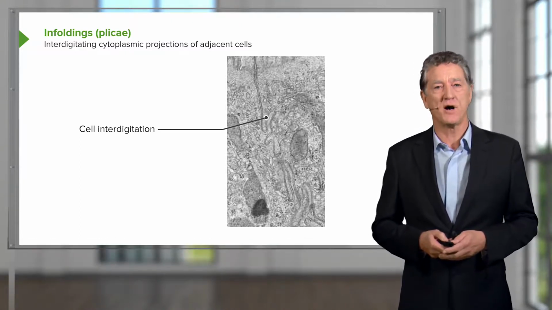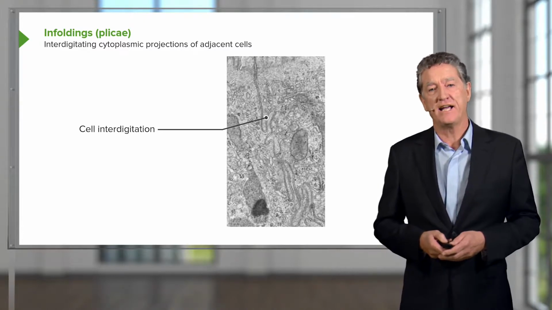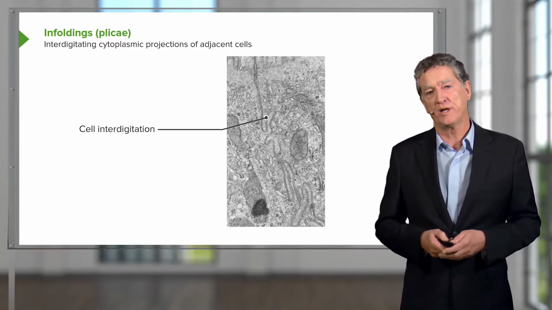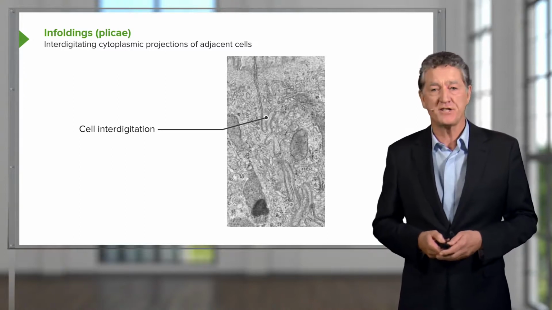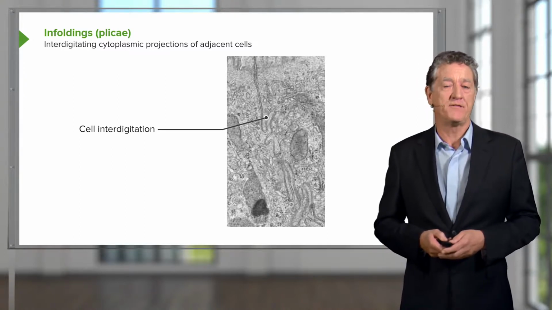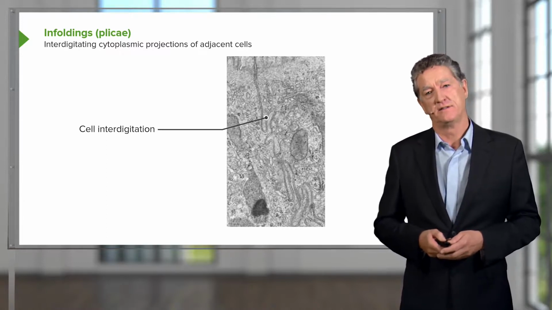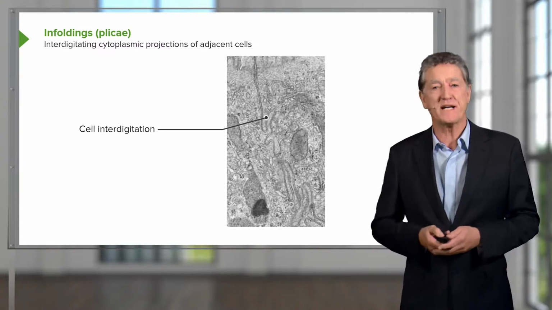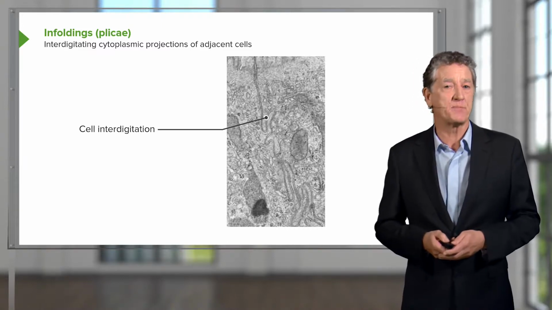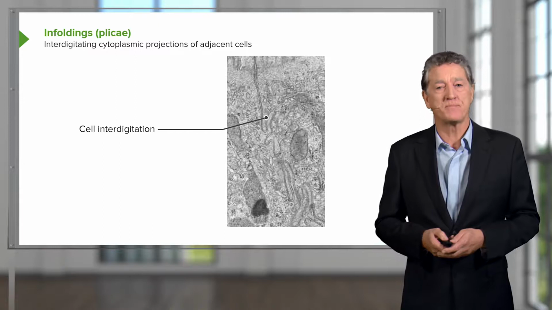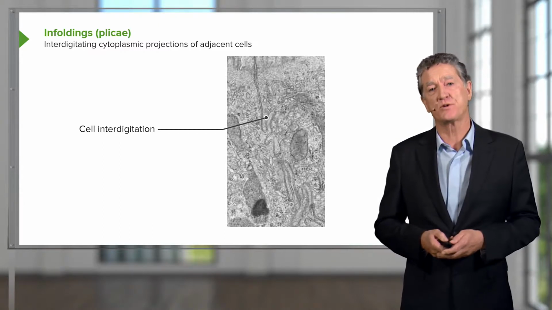In this electron micrograph, there are interdigitations between projections of adjacent cells. These interdigitations are very important because they allow the distance or the space between cells to actually expand. And this is important sometimes in the transport of fluid.